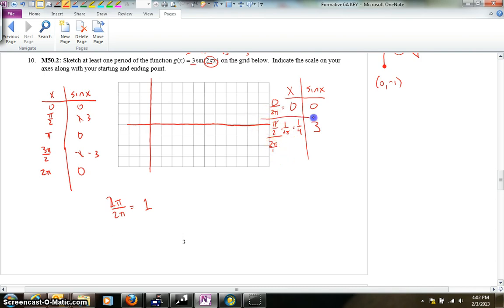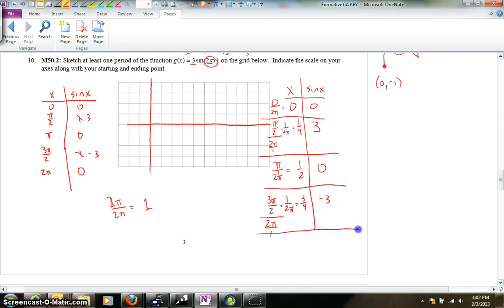Then we have our next one, so we're going to take pi and divide it by 2 pi. Those pi's just cancel and we just get 1/2 for the next coordinate. Then we've got 3 pi over 2 divided by 2 pi. So I can just reciprocate that and multiply like this. And so the pi's cancel and we get 3/4 for the x value that goes with a y of negative 3. And then lastly we have just 2 pi divided by itself. So we're going to end at 1, 0.